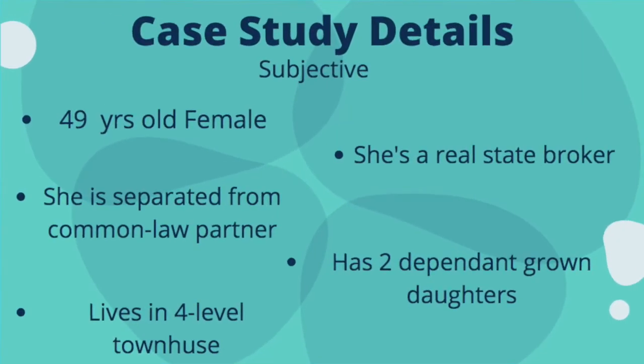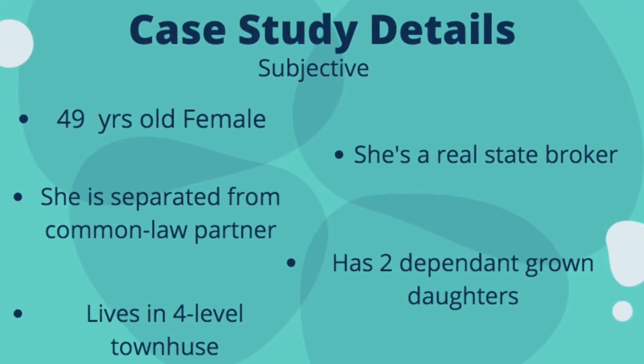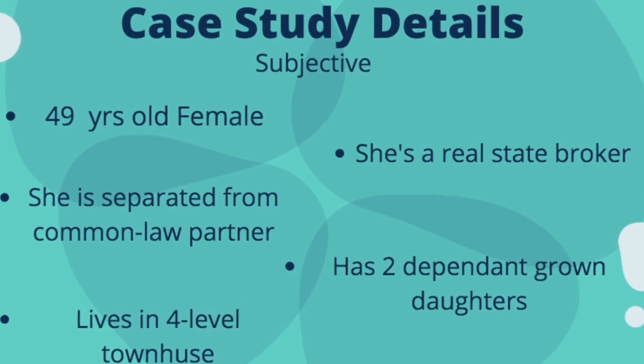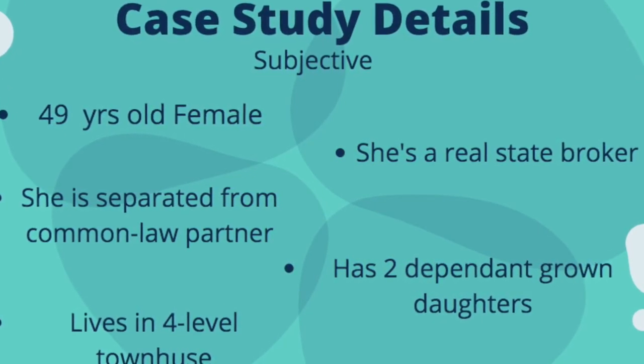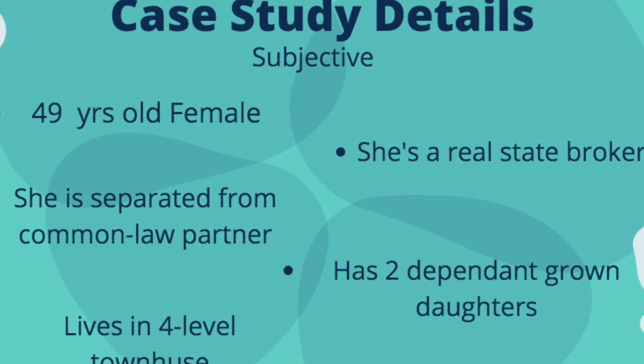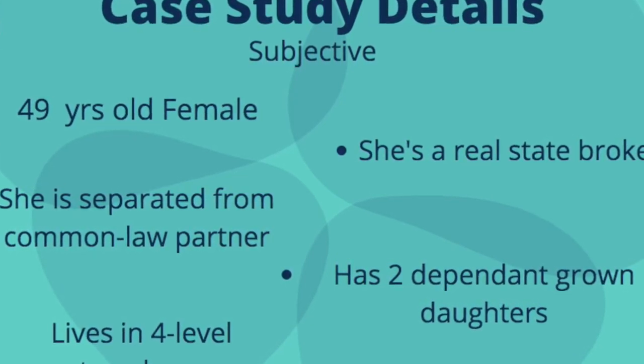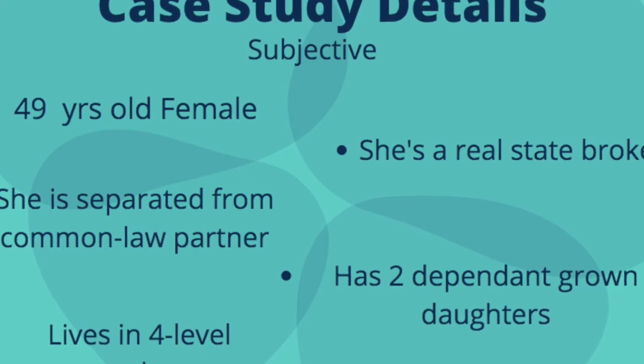Let's move on to the case study details. For subjective details, the client is a 49-year-old female. She has two dependent grown daughters. She's a real estate broker. She's separated from her common-law partner and she lives in a four-level townhouse.